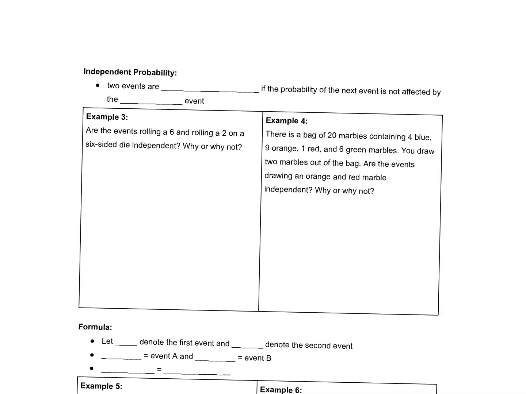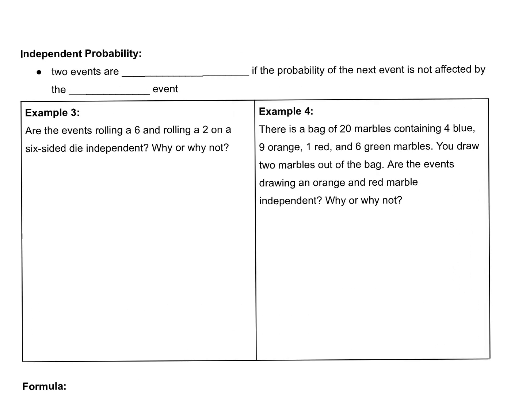Now that we've talked about that a little bit, we can talk about independent probability. Two events are independent if the probability of the next event is not affected by the previous event. Independence comes from doing multiple things. So if you're going to pull things out of a bag, draw cards from a deck, roll a die multiple times or multiple dice, or spin a spinner multiple times, it's more than one thing. Previously we've just been talking about single events, but now we're going to talk about multiple.